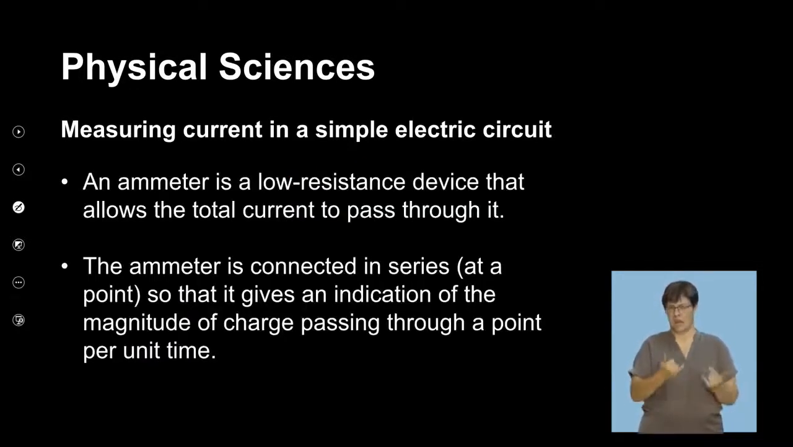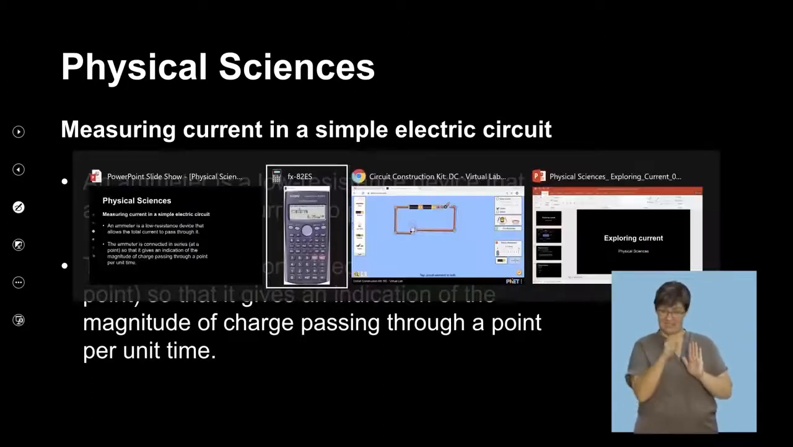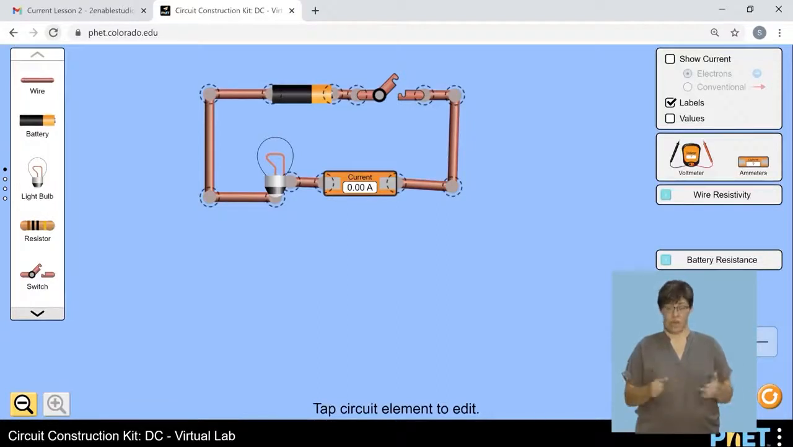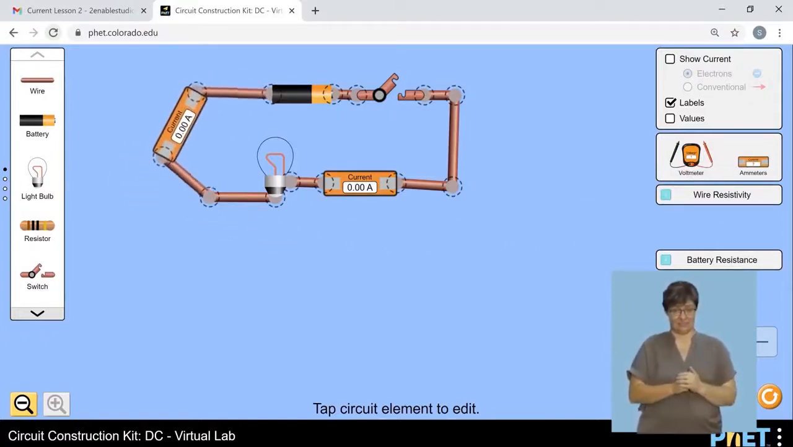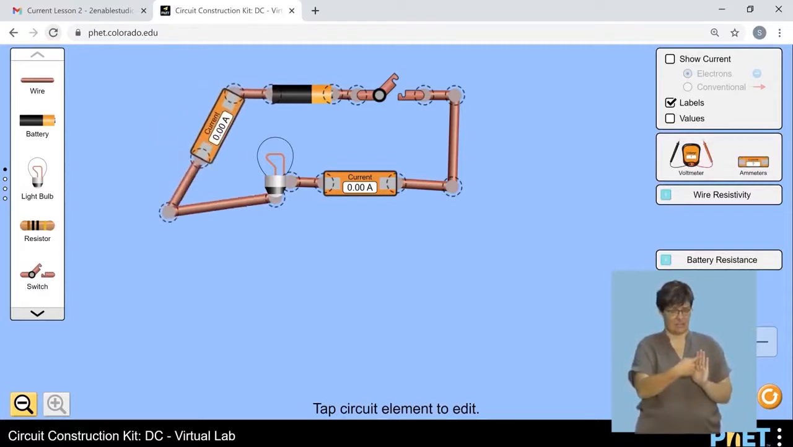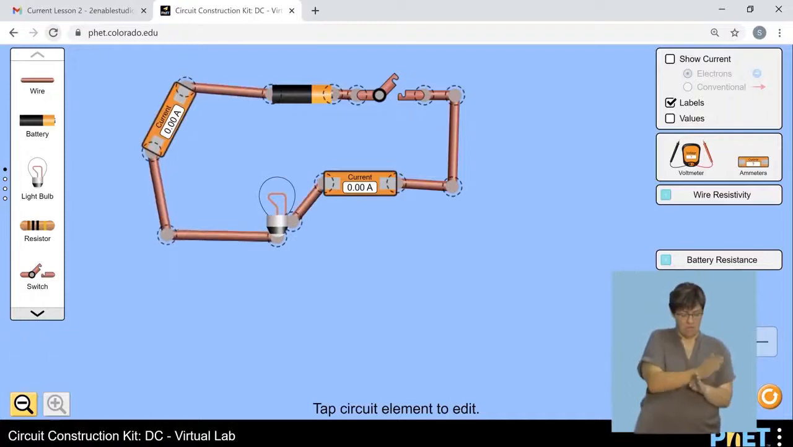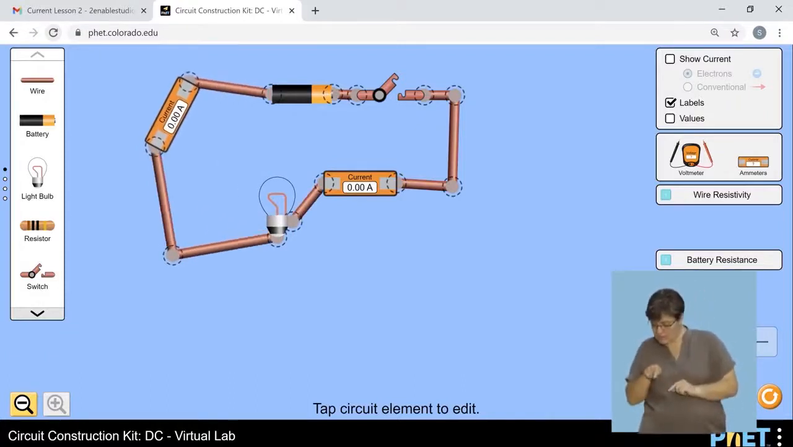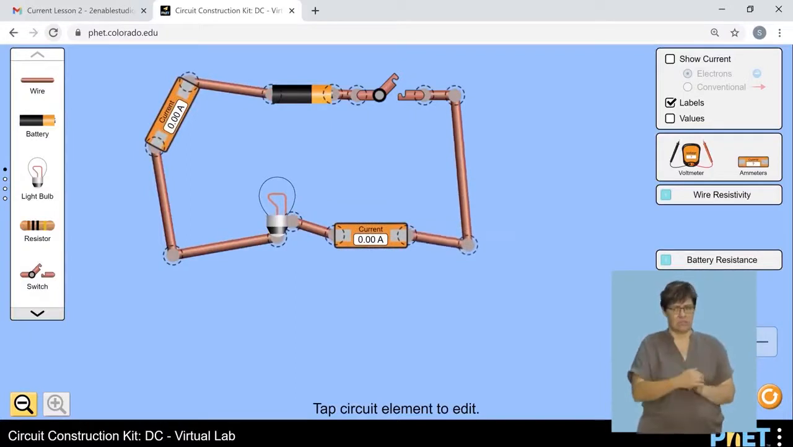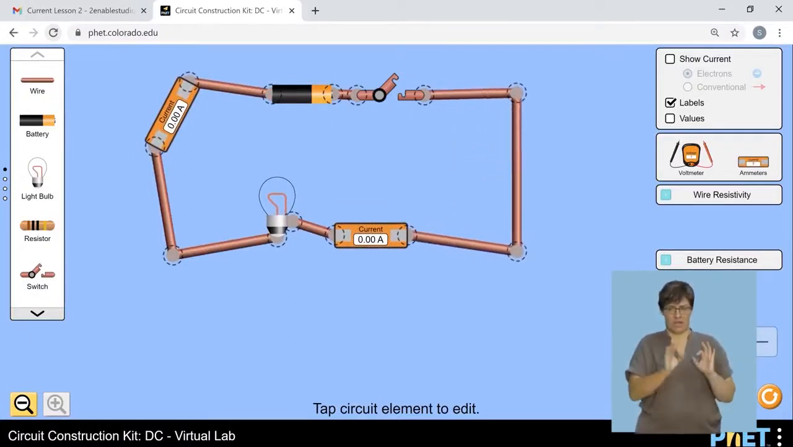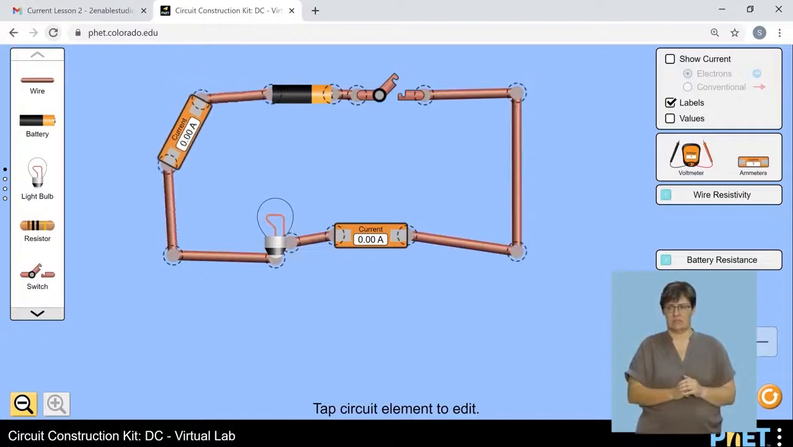But now let's look at measuring current in a simple circuit. Let's go back to our simulation. Let's add another ammeter here and see how we can discover something very important about current. We'll add another ammeter onto this circuit just to get a sense of exactly what happens when current flows through a circuit, right? We'll take that apart just to organize it. There is our circuit.